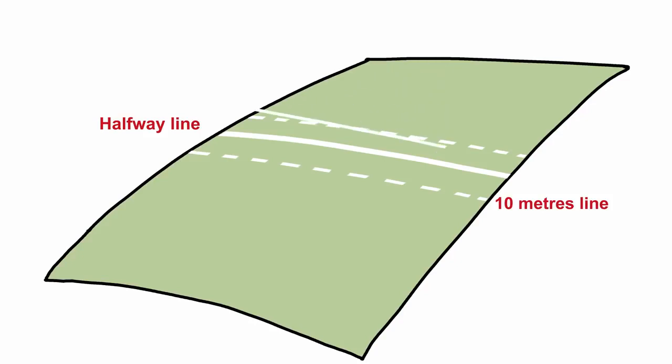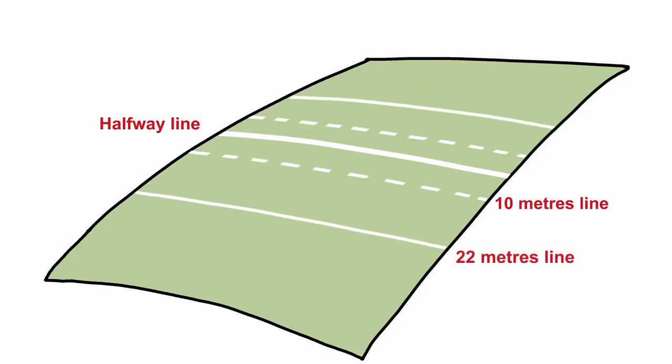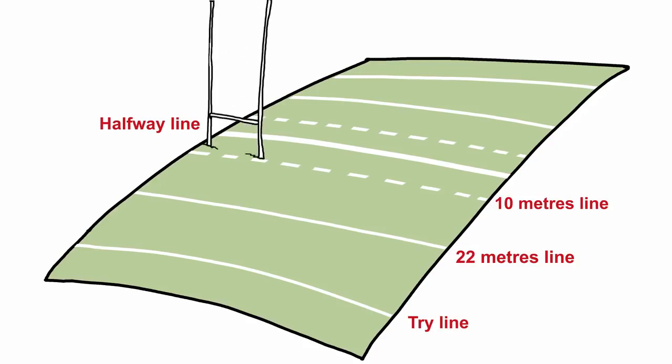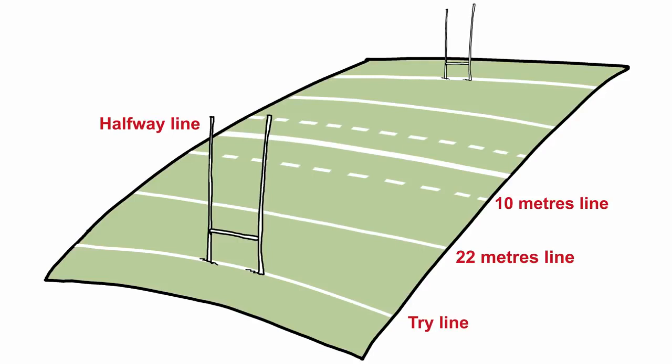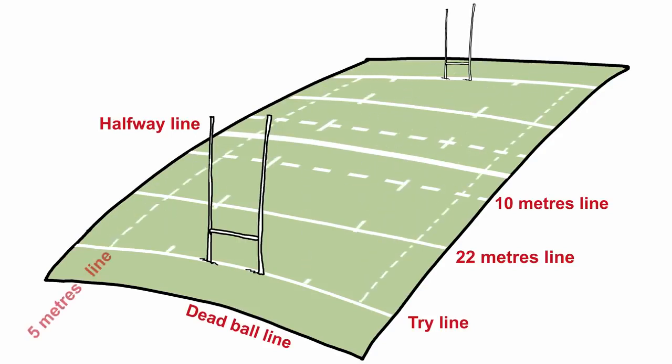Then there is the 22-metre line. Next is the try line. Behind this line, you can score a try by touching the ball down. On the try line are the rugby posts, 2 vertical posts and a crossbar. The last line is the dead ball line and marks the end of the field. On the sides, you find the 5 metres line and the 15 metres line. During a line out, the players must stay between these lines.